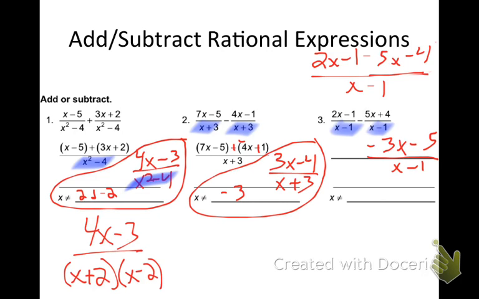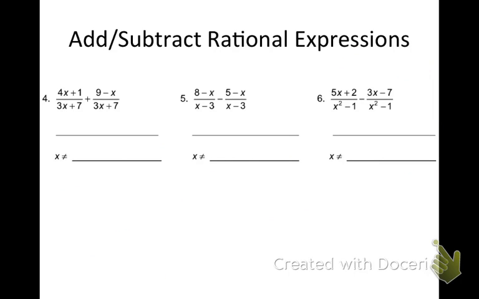And x cannot equal what value, Reagan? 1. All right, so again, very similar to adding and subtracting fractions. The only difference is now they're rational expressions here. Try these 3. Okay, take a couple seconds to try these 3 and find the extremes as well.